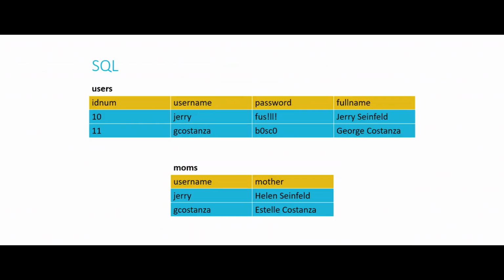So for all of the examples that we're going to cover in this video, we're going to consider a database that contains these 2 tables called users and moms. You can see users has 4 different columns: ID num, username, password, and full name. And moms has 2 different columns, username and mother. Let's now start to work with these and see how we can manipulate this database and the tables within it to, for whatever reason we need, be updated in our website.